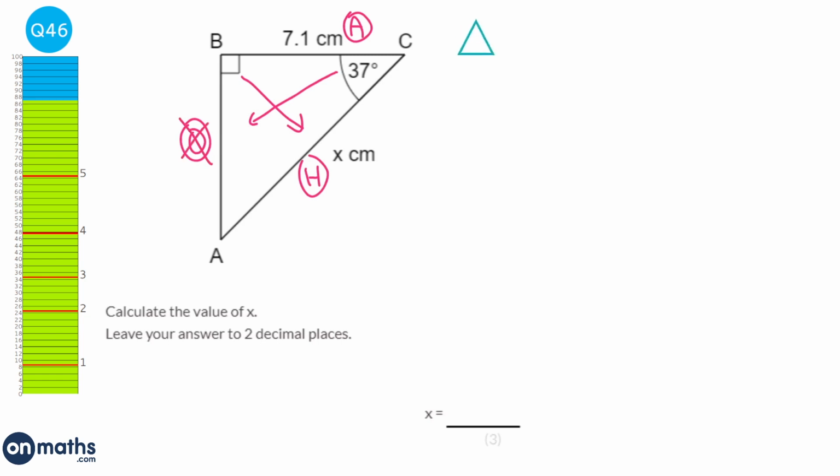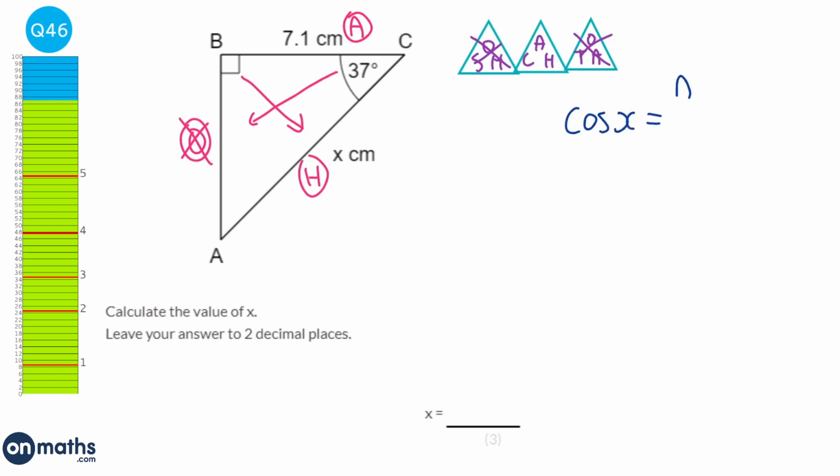We're next going to draw our triangles for SOH CAH TOA. So it'd be SOH, CAH, TOA. And we cross out the opposite, so we're not looking at a sine or tan. We're going to be looking at the cos. So it would be cos the angle, or cos x, equals a over h. And the angle is 37. So cos 37 equals 7.1 over x.